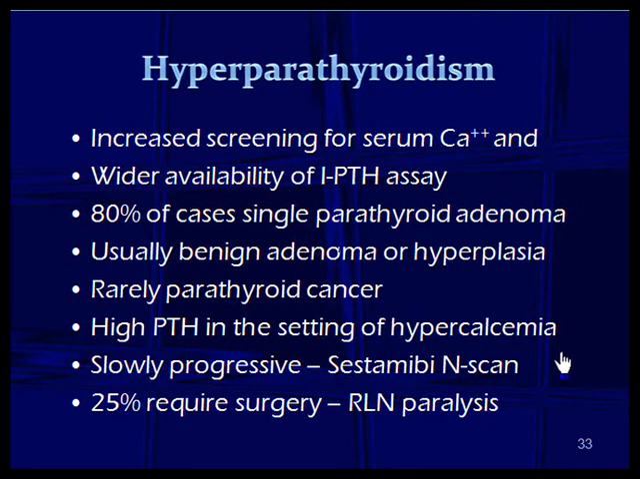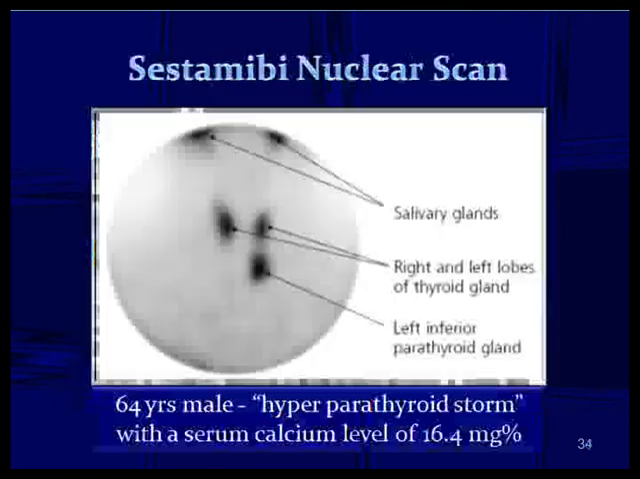It is a slowly progressive disease, and if we do a Sestamibi nuclear scan, we can pick up which particular parathyroid gland is showing the adenomatous changes, and ablative surgery can be used without much difficulty. 25% of the cases of hyperparathyroidism with adenomas require surgery. Remember, recurrent laryngeal nerve paralysis is one of the known complications of parathyroid surgery.